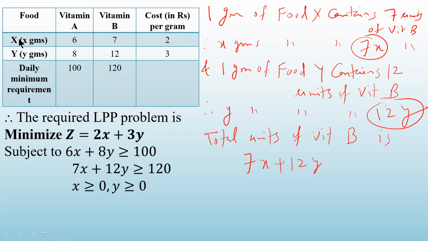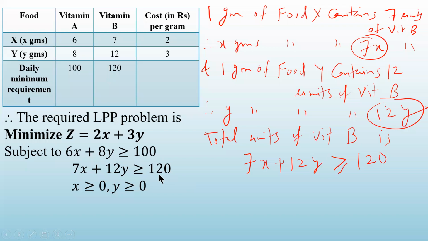After eating X grams of food X and Y grams of food Y, how much vitamin B did he get? 7X plus 12Y. But what is the minimum requirement of vitamin B? It is 120. So the vitamin B he gets should be at least 120, minimum 120. Therefore it will be greater than or equal to. If he gets more than 120, there is no problem, it will be stored in your body, but it should not be less, otherwise you will have to go to the doctor, or you might fall sick. So this is the second constraint: 7X plus 12Y greater than or equal to 120.